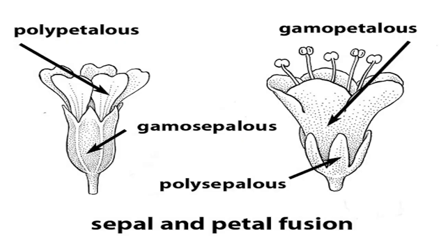See in this diagram, the fusion of sepals and petals. This first flower is representing, you can see, these petals are free. So this condition is called polypetalous. You can see these free petals, so these are polypetalous. And see here, these petals are united, joined with each other, you can see here. So this condition is called gamopetalous.